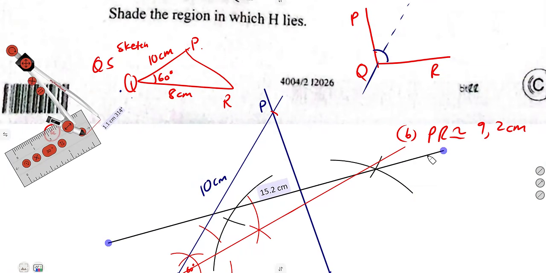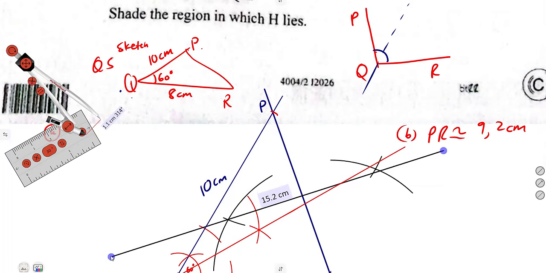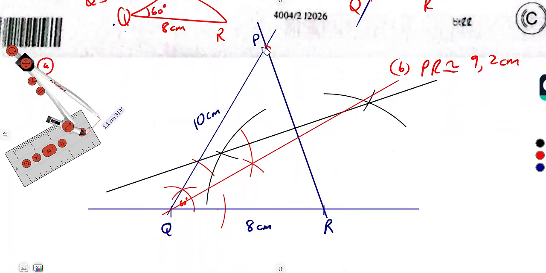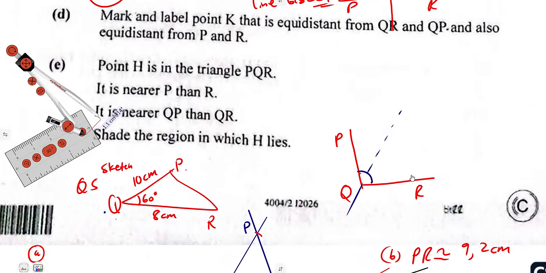So it was going to be something like this, joining the intersection of the arcs. If you join those intersections, this one and this one, then you have bisected the line PR into two equal parts. That is, we've got equal distance from P to this point, and equal distance from this point to R. Okay, that was it. So let us consider the other part of the question.